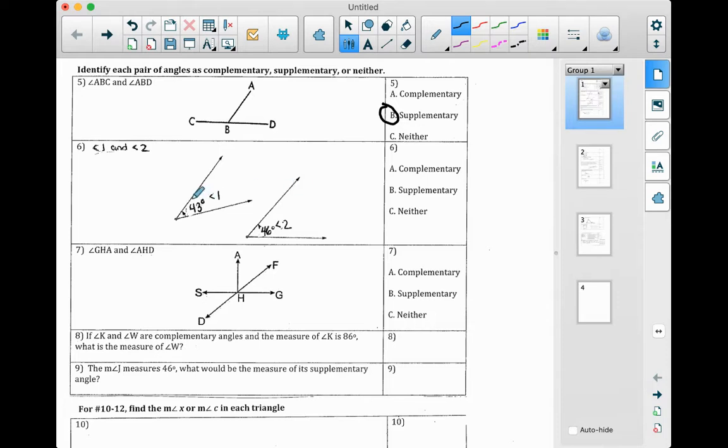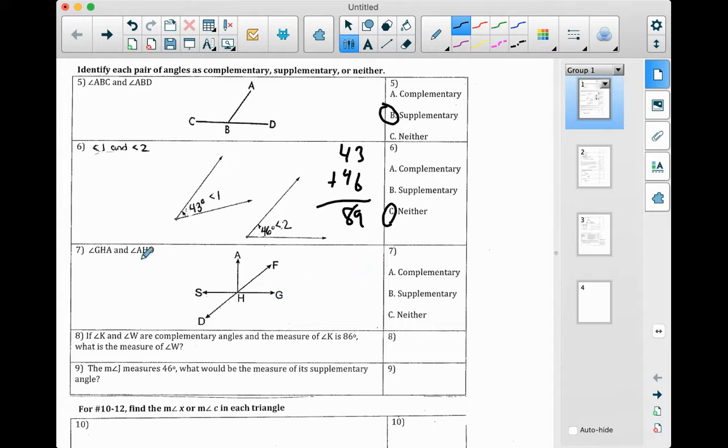All right, here I have angle 1 and angle 2. Well, it says angle 1 is 43 degrees. Angle 2 is 46 degrees. They're separate. Doesn't mean they're not complementary or supplementary. I have to see what they add up to tell. So 46 plus 43 gives me 89. Very close to complementary, but not quite. They'd have to add up to exactly 90 in order to be complementary. So these are neither.